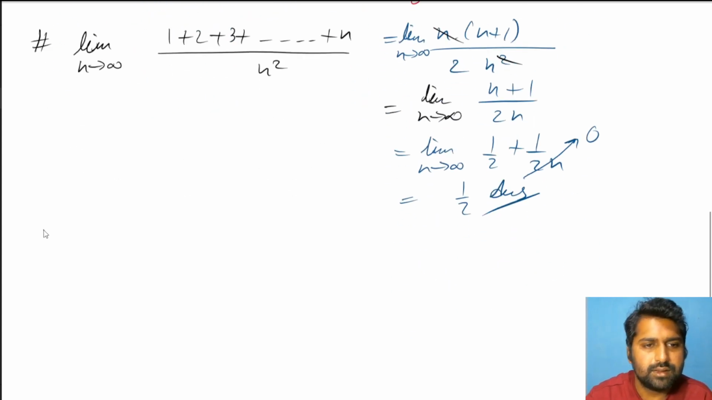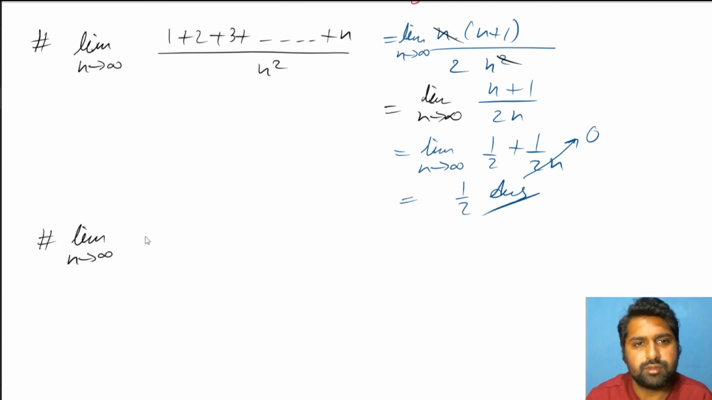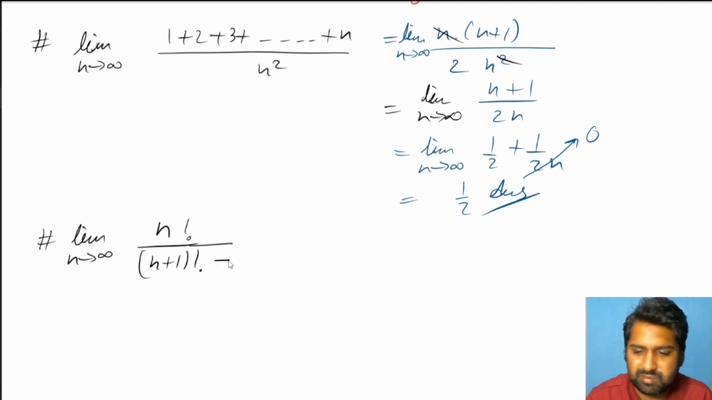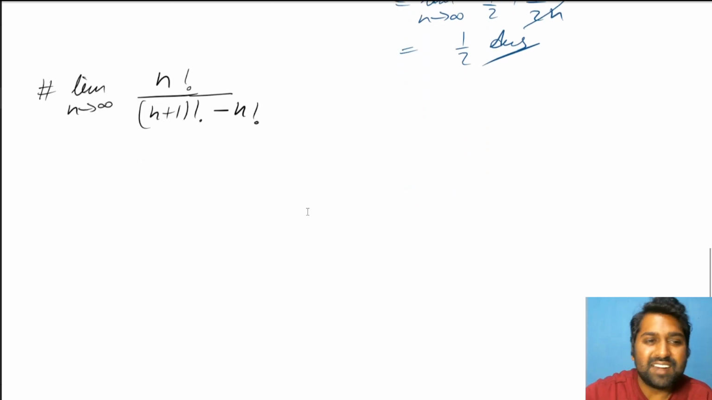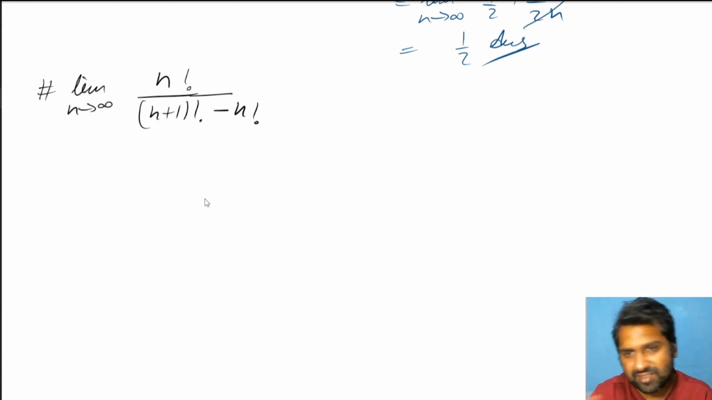Let's mix it with factorial. Limit n tends to infinity, n factorial upon n plus 1 factorial minus n factorial. Now factorial, we have mixed it with limits. Of course, don't think that trigonometry cannot come here. That is a very specific topic, trigonometric limits, so trigo will also come. Right now, it's factorial. The numerator n factorial is okay, let it be. Denominator n plus 1 factorial.